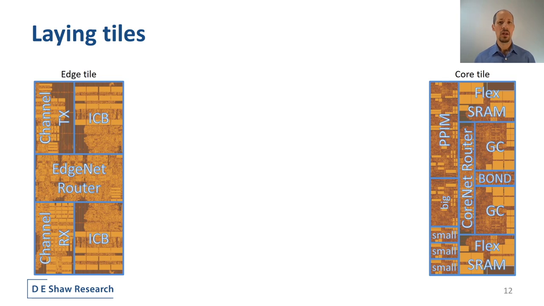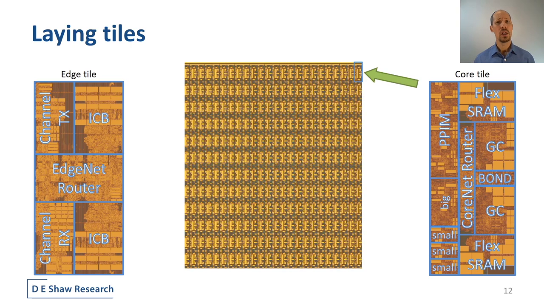Moving over to the edge tile, the compression and link layer logic is contained within the channel receive and transmit blocks. The ICBs, like those in Anton 2, contain large memories to store positions for streaming across the PPIM array in the core tiles. While the edge tile height matches that of the core tile, it is slightly wider. Its width and its apparent lower placement density is a consequence of the vertical routing track demands of the edge network. The core tiles are placed in an array of 12 rows by 24 columns.